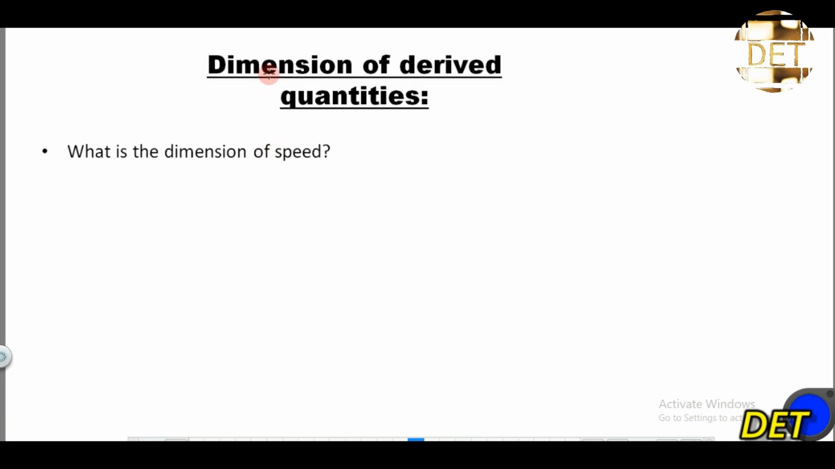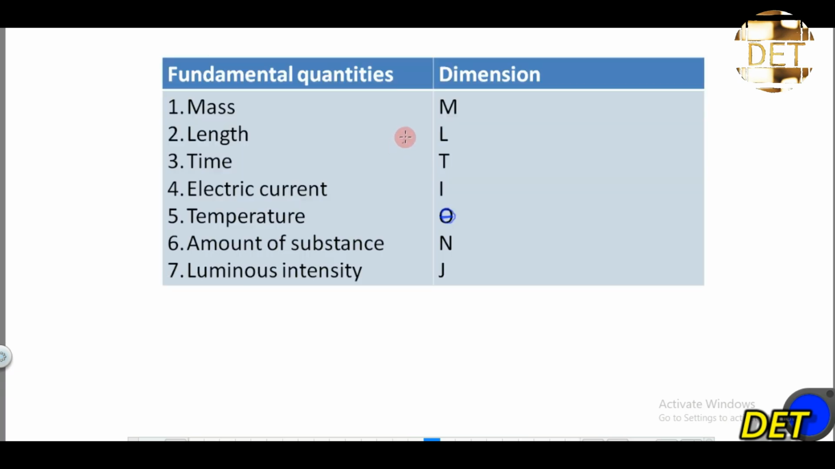So here we are looking at the dimension of derived quantities. The first question that I have here: what is the dimension of speed? Speed is an example of a derived quantity. And what is dimension? Expression of physical quantities in terms of fundamental quantities, right? So what we do is express the derived quantities in terms of fundamental quantities.